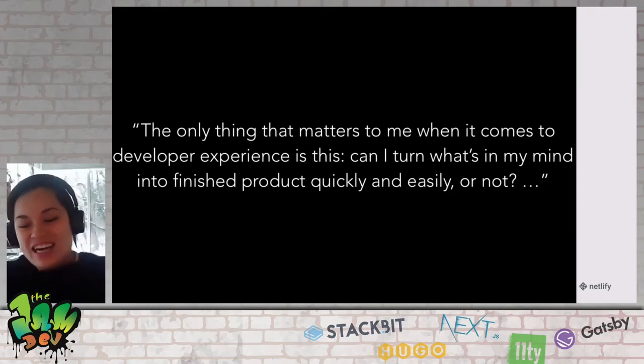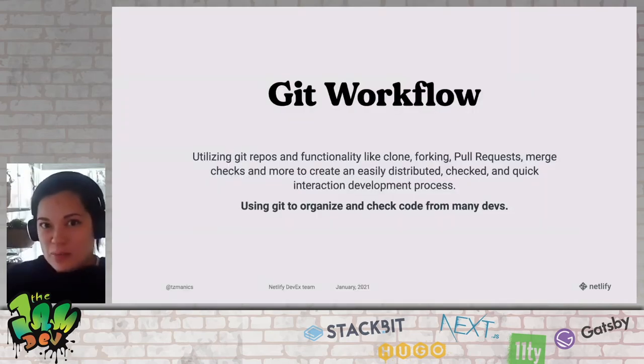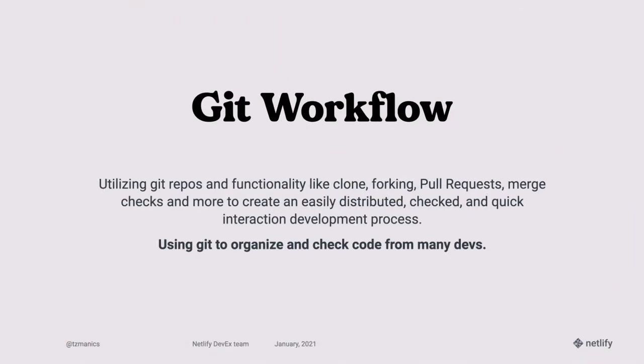So I touch on this a bit. And one thing that I love the most is the Git workflow of this process. It's using Git to organize and check code for many devs, especially now that so many of us are distributed. This really helps. You're utilizing Git repos and the functionality like cloning, forking, pull requests, merge checks, and more to create an easily distributed and easily checked development process with quick interaction and quick iteration.